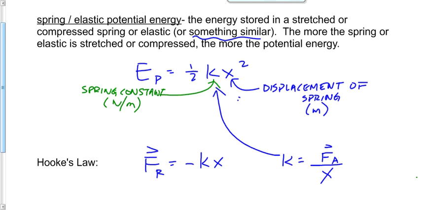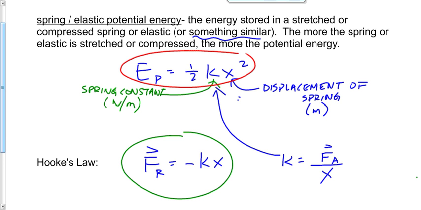So you may have to find the restoring force with this equation that's on your data sheet. You may have to find the elastic potential energy stored in a spring or elastic with this equation. You may need to find the spring constant in order to put into this equation, and then you're going to use a slightly modified version of this equation to find that spring constant, dropping the negative because you're dealing with applied force as opposed to restoring force. Okay?